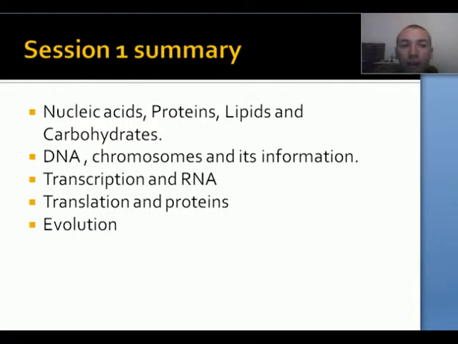The four kinds of molecules that are mainly involved in life are nucleic acids, for example DNA and RNA. We also have proteins, lipids and carbohydrates. DNA is a polymer formed of nucleotides, which are the monomers. Each nucleotide is formed from a pentose, a phosphate, and a nitrogenous base. And the DNA itself has the form of a double helix in an antiparallel form.